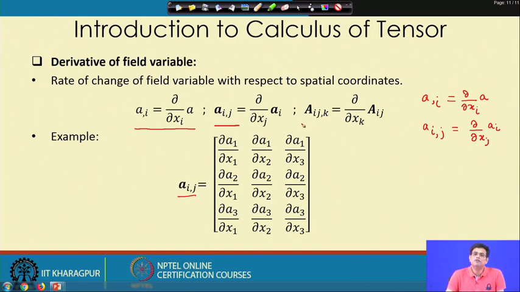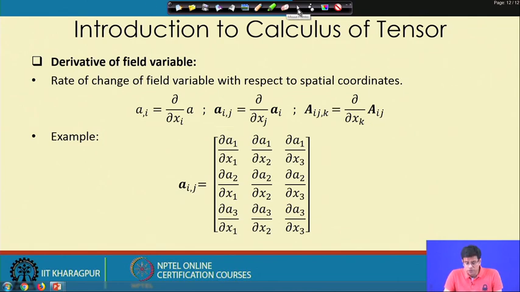Now, similarly, we can define it for a tensor. Since a tensor has 2 directional components, when I write aij,k, this represents ∂/∂xk of aij. So, the aij component, which is also dependent on x1, x2, x3, is differentiated with xk. This is important to remember because we will be using these shorthand notations more.